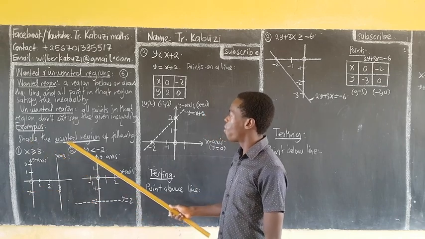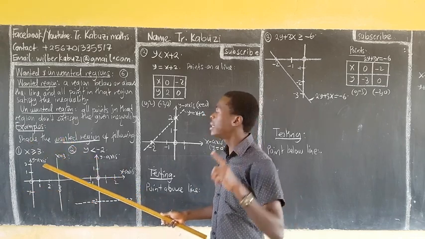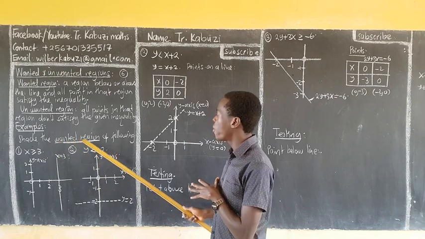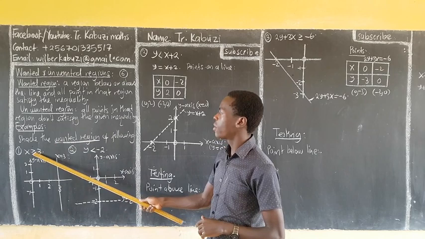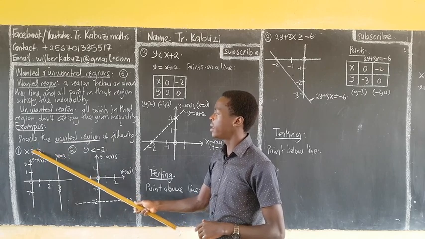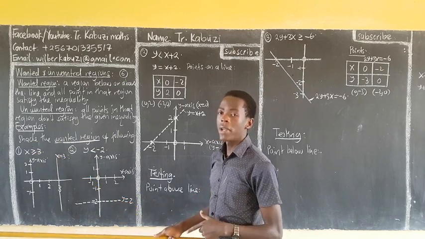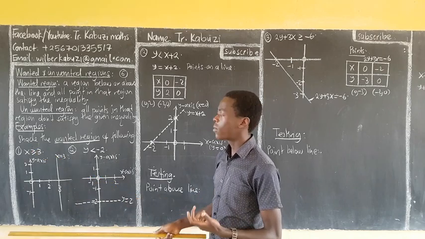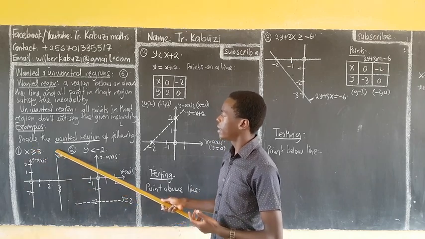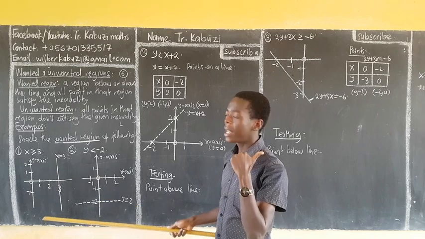Now you have to be careful in the region. This one wants us to shade the wanted region of the following: x greater than or equal to 3. These ones are very easy. The boundary line is x equal to 3. You just replace the inequality sign with an equal sign. So x equal to 3 is this line. We have seen how to draw that in the last lesson.